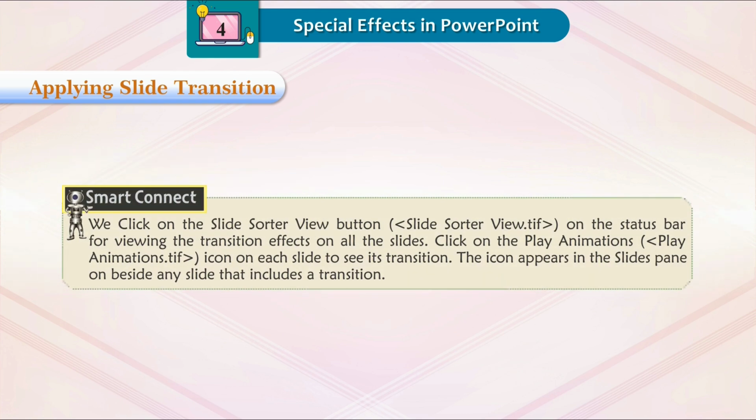Smart Connect. We click on the Slide Sorter View button on the status bar for viewing the transition effects on all the slides. Click on the Play Animations icon on each slide to see its transition. The icon appears in the Slides pane beside any slide that includes a transition.